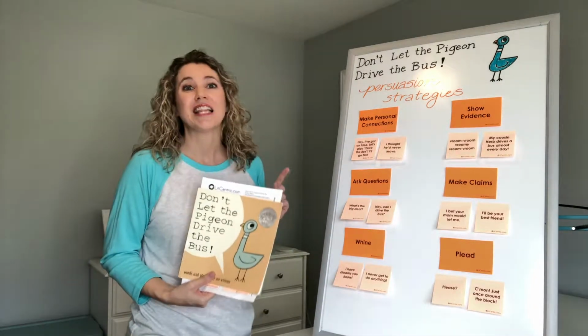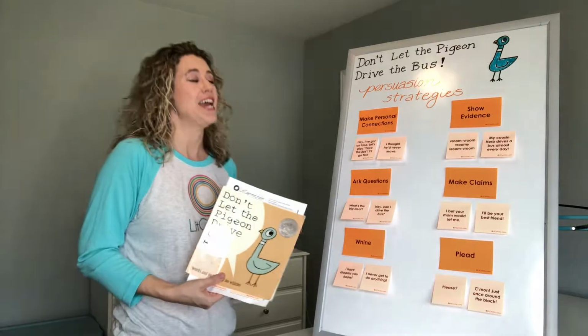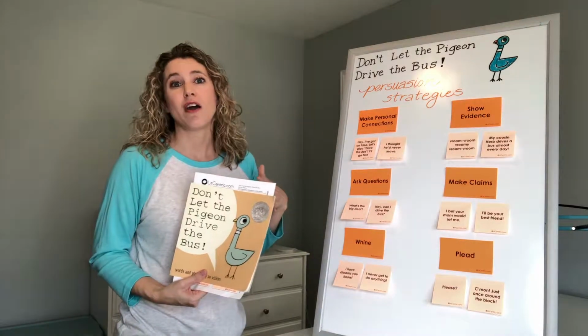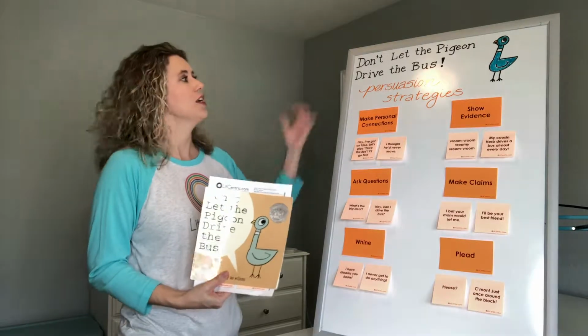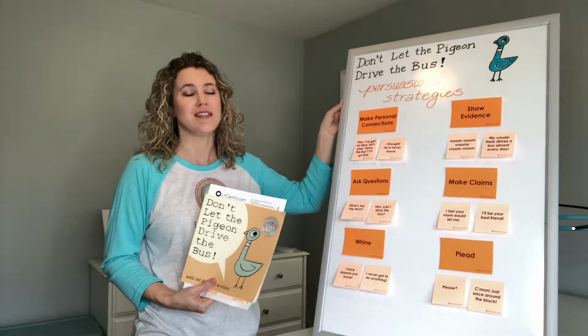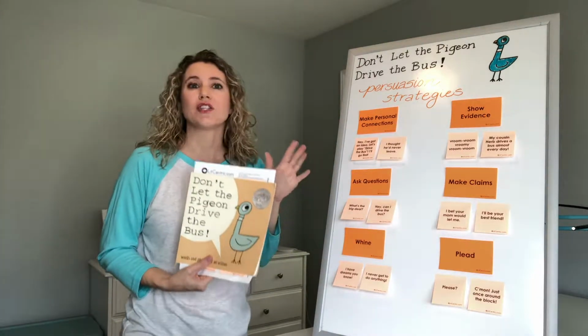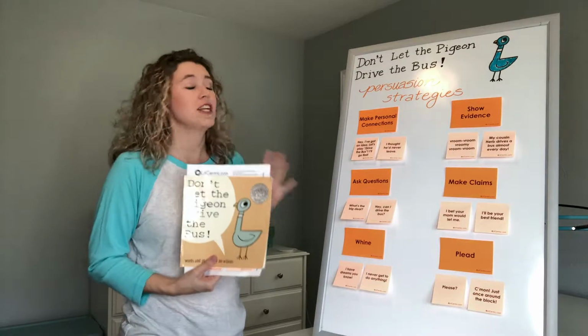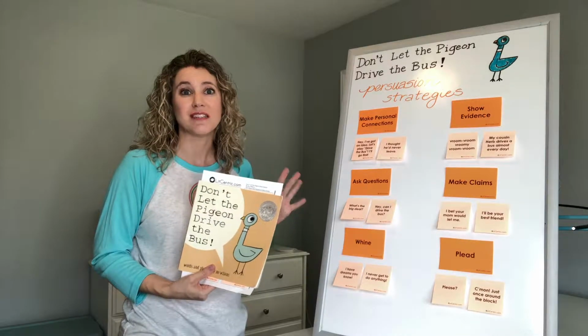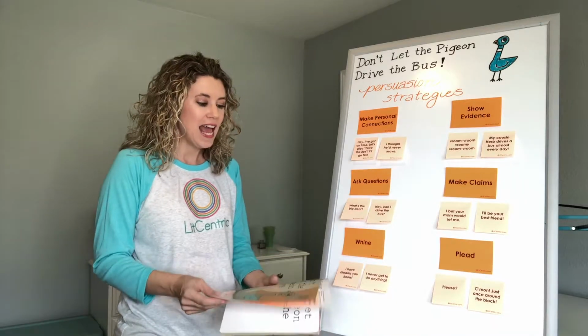But for now, let's take a look at our lesson for today. So in episode 1, we talk about different methods of persuasion. Here we're calling them persuasion strategies. And this book has so many wonderful different methods that the Pigeon uses to persuade us.